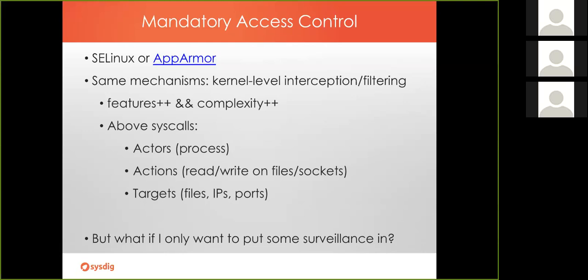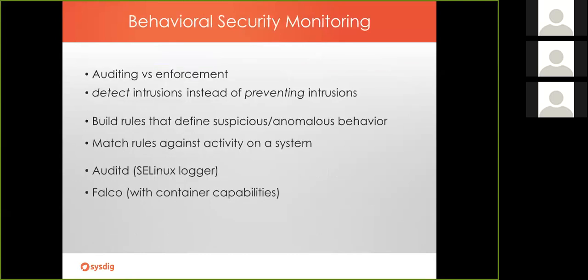The bad thing, or the difficulty that comes with configuring SELinux or AppArmor, is that it's quite big. So the entry barrier to adopting this mechanism is considerable. So that's why a third method exists, and the third method is behavioral security monitoring.